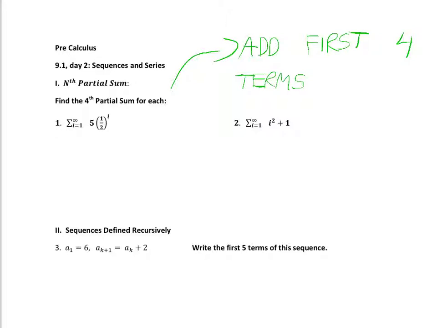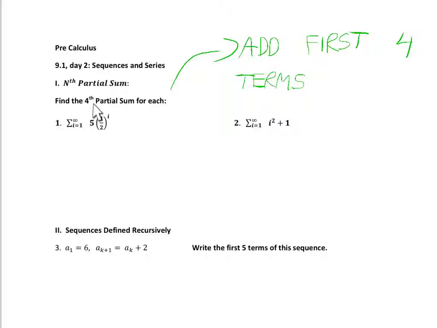All right, so let's do this. If it says nth partial sum, what this means is you're going to be given something in sigma notation. So if I look at here, this is sigma notation right there. And you can see for 1 and 2, it goes to infinity. So that means you take all the numbers in the sequence, and if you add them all together, it should approach a certain number.